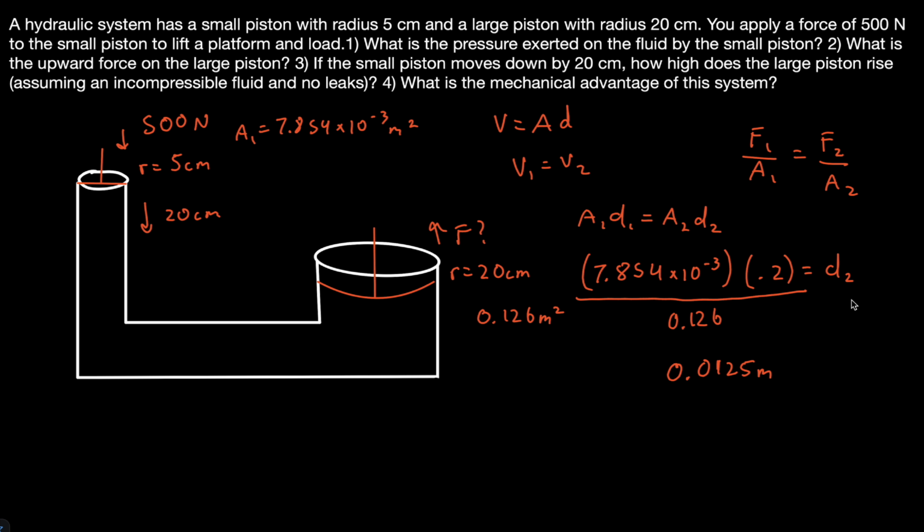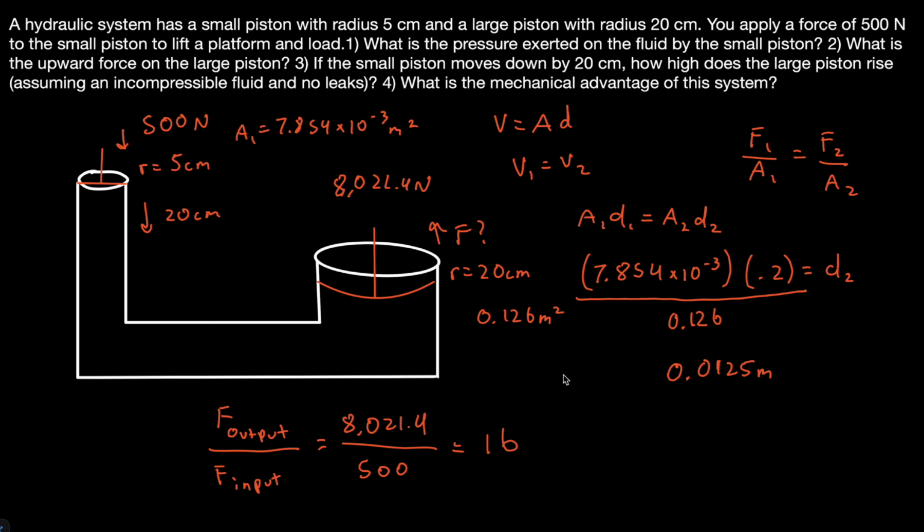How high the large piston rises is going to be 0.0125 meters. Now for our final question, we're asked, what is the mechanical advantage of this system? Well, we need to know that mechanical advantage is force output divided by force input. So how much force are we putting out and how much force are we putting in? If we remember, for our answer for number 2, our upward force was 8,021.4 newtons, and the force that we applied was 500 newtons. So this is going to be 8,021.4 newtons over 500 newtons, and we're going to get about 16. So our mechanical advantage is 16, which is actually really great.